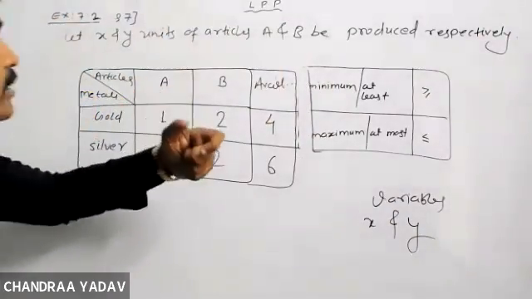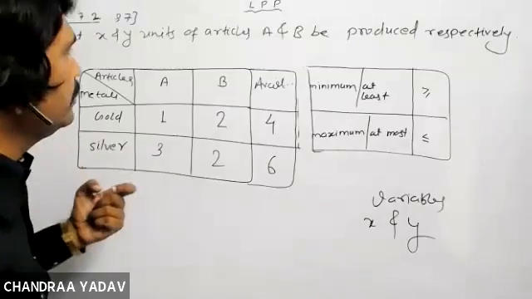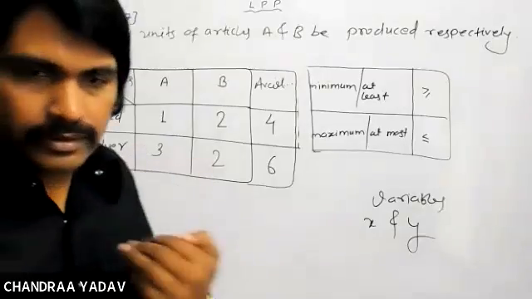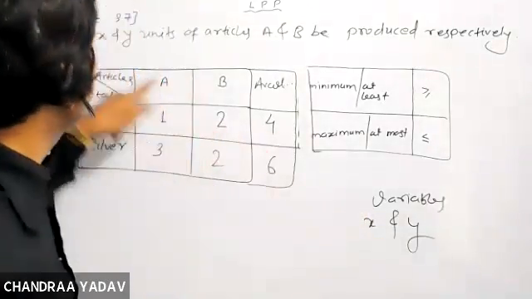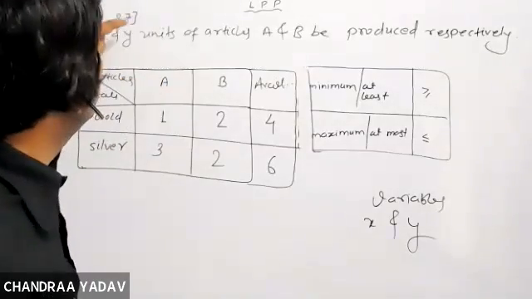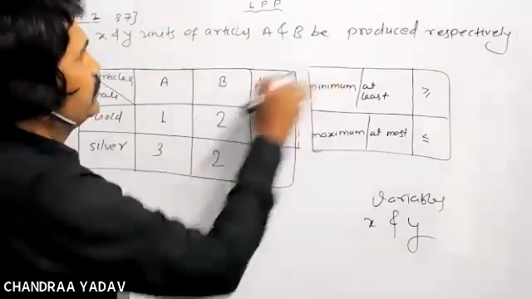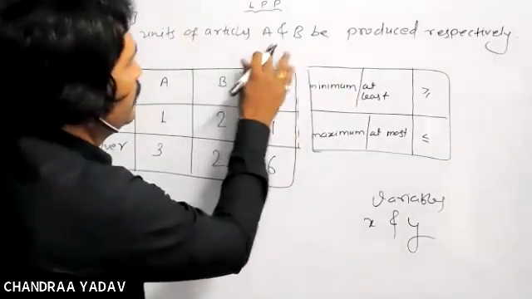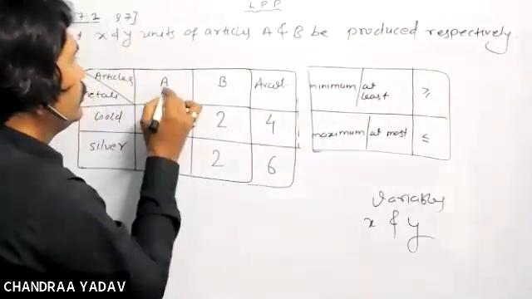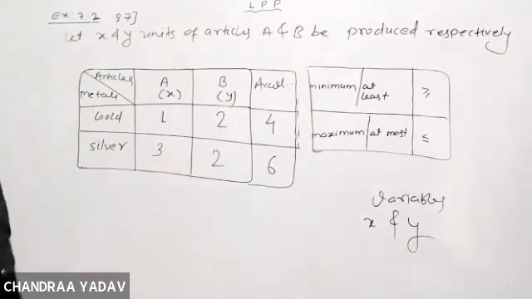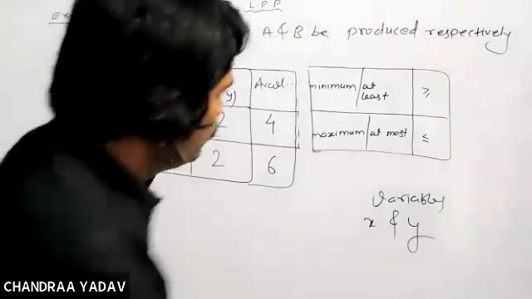So you have to understand which part we have to consider as X and Y. Sometimes when they consider gold as X unit and silver as Y unit, then everything goes wrong. So here, let X units of article A be produced and let Y units of article B be produced. So what do we write here? We have to write X and here it is Y. Is it clear? Yes, sir.